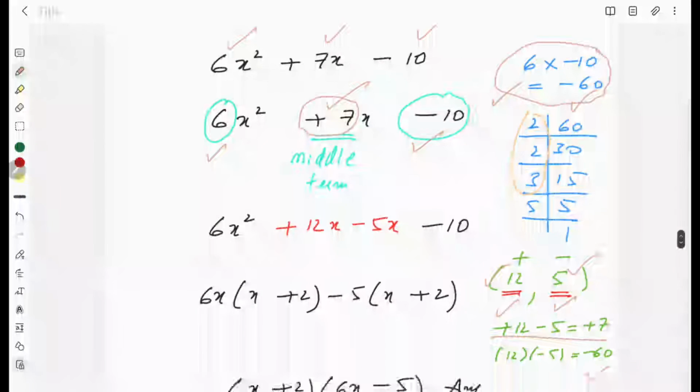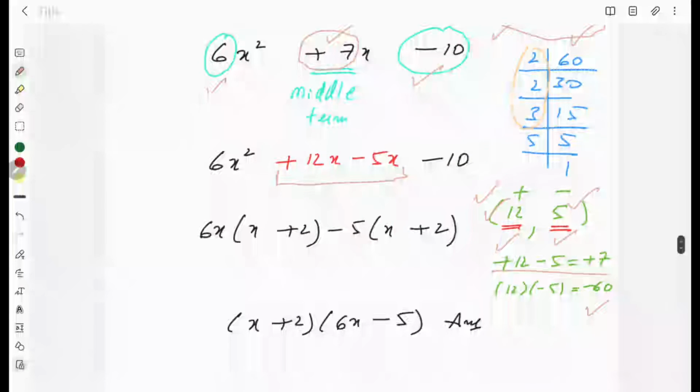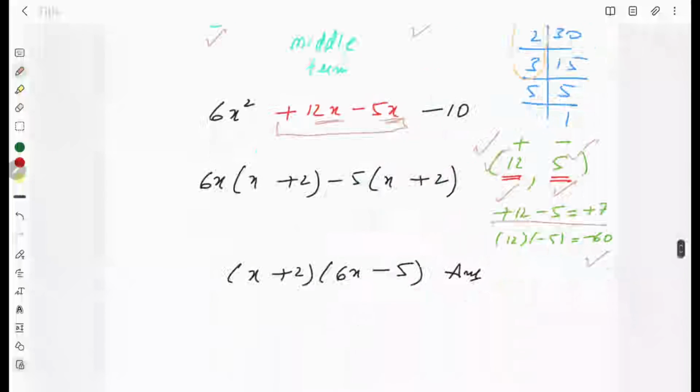So your middle term is plus 7, which I broke like this: plus 12x minus 5x. And plus 12 and minus 5 is coming through this process. Now if it is x, you have to write x with both like this. Now you can take common. The common in these two terms is 6x. Always take the maximum possible thing. So if you take 6x out, x will be left, and from 12x, 2 will be left.